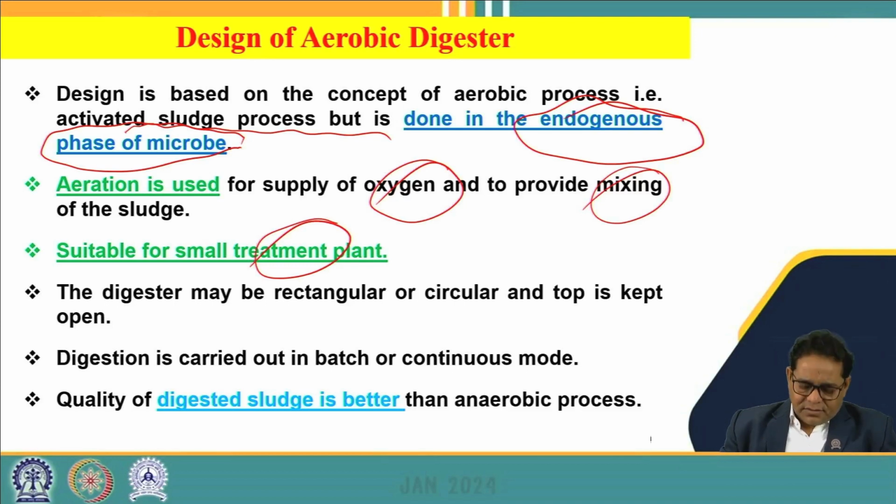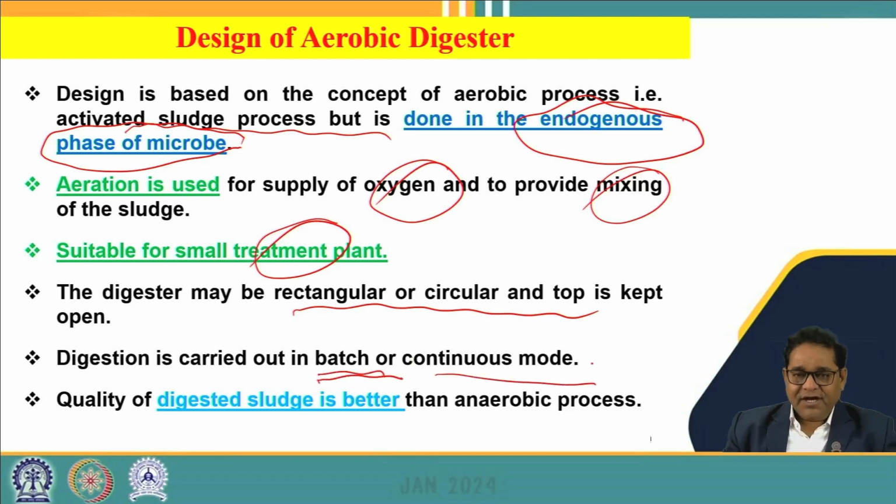And if we see the shape, it can be rectangular, it can be circular, and its top should be kept open so that there is no accumulation of gases within the system. And then digestion can be carried out in batch mode as well as in continuous mode. And finally, the quality of the sludge generated from this process is comparatively better than the anaerobic process, has better settleability, and has better dewatering compared to the anaerobic process.